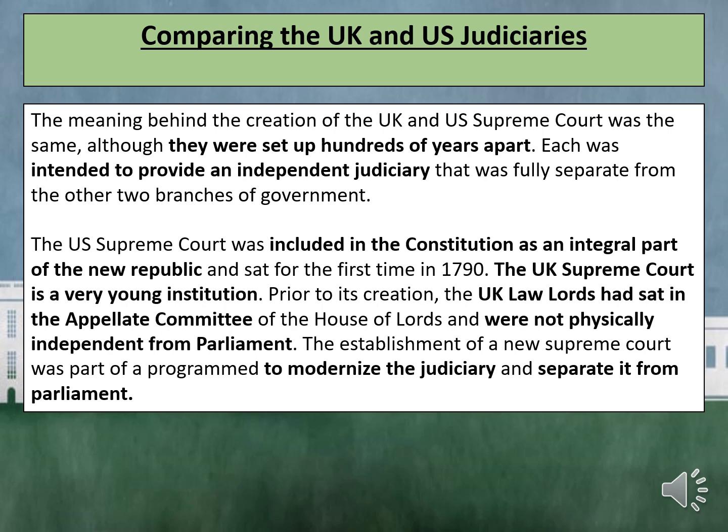The UK Supreme Court is a very young institution. Prior to its creation, the UK Law Lords had sat in the Appellate Committee of the House of Lords and were not physically independent from Parliament. The establishment of a new Supreme Court was part of a programmed move to modernise the judiciary and separate it from Parliament.